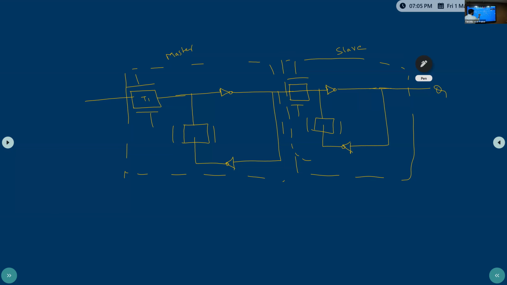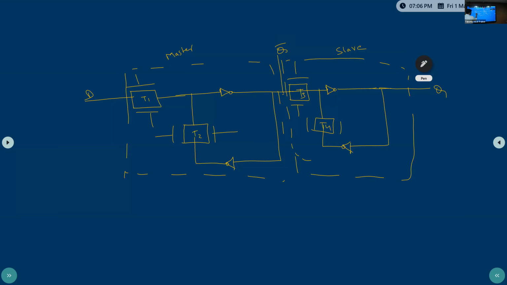This is transmission gate T1, T2, T3, T4. This is the D, that is the Q, and Q bar will be here. Most of the cases Q bar will not be taken; only Q is taken. That's it. Clear? Now this one is very important.